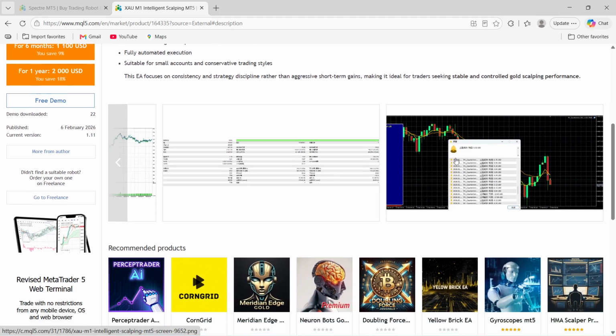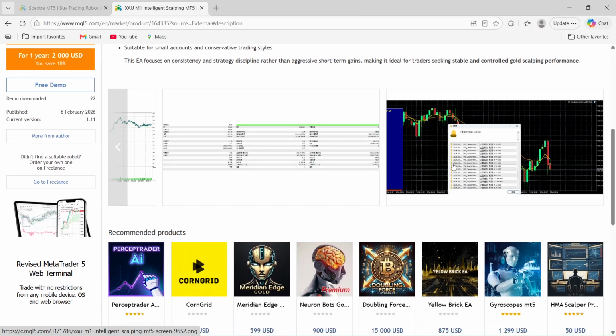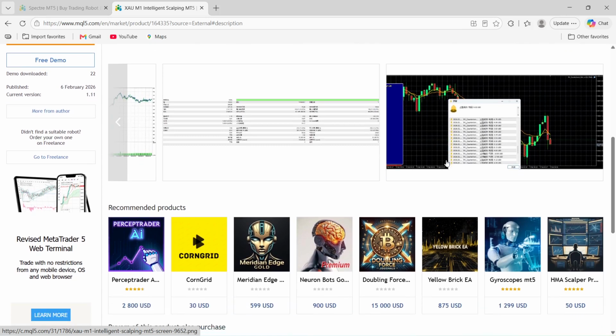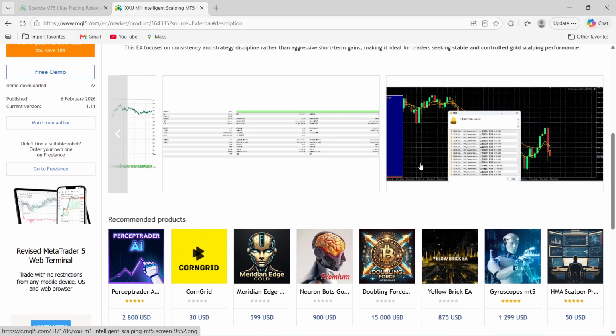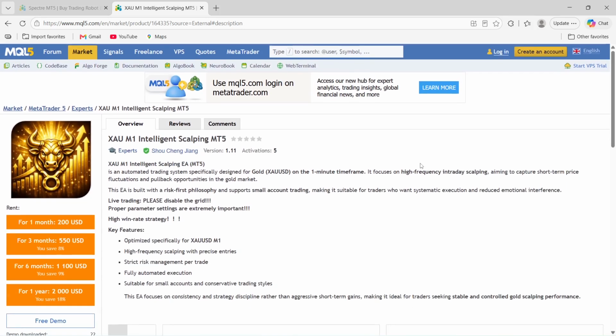So overall, Scalping Xauusd M1 EA is a specialized tool for serious gold scalpers. It has potential in the right environment, but is high maintenance and risky for most traders. Demo test extensively with your broker first.